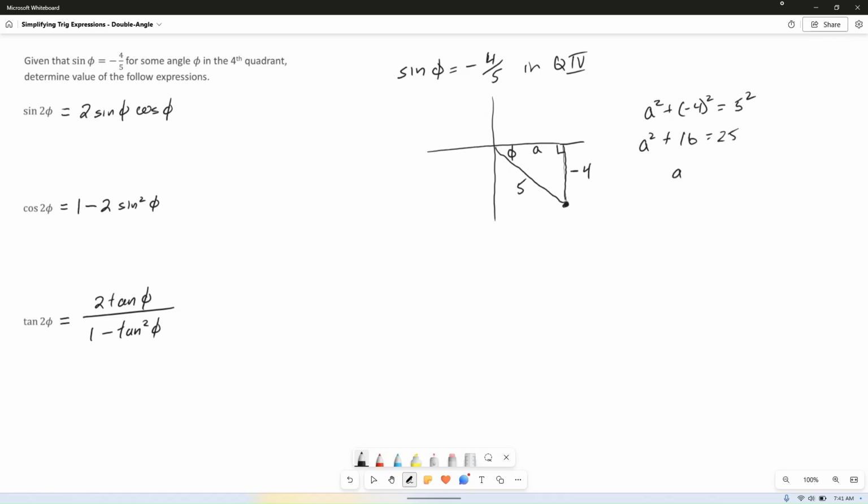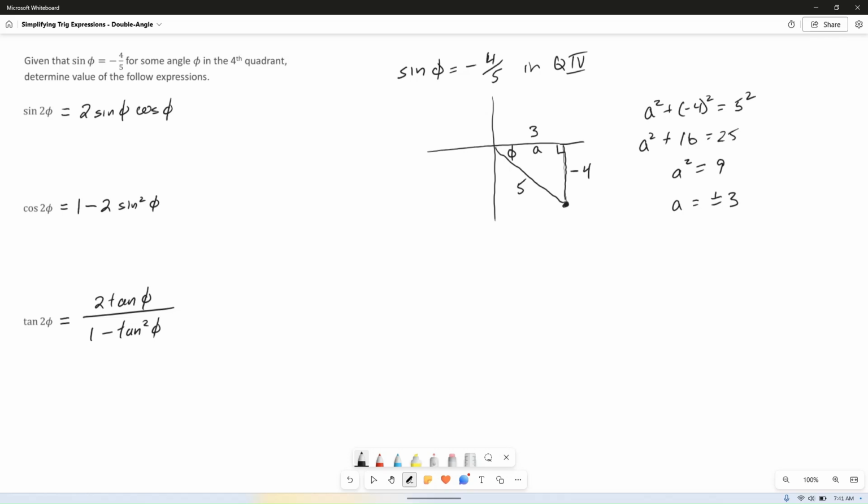We subtract the 16 from both sides, and we get a squared is equal to 9. And so a is going to equal a positive or negative 3. Now, just like we did with that 4, because it's going downwards from the x-axis, I labeled it as a negative 4. The a value is the x value going to the right. So it's actually going to be a positive 3. So we think of that as being a positive 3.